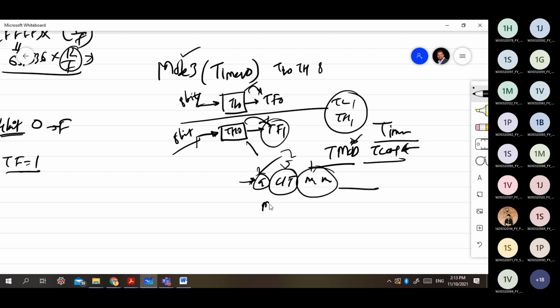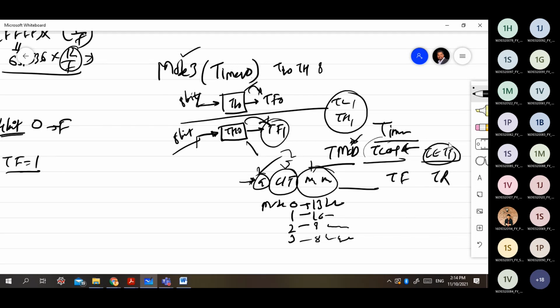Now, the modes: mode 0, mode 1, mode 2 and mode 3. Mode 0 is for 13 bit. Mode 1 is for 16 bit. Mode 2 is 8-bit auto reload. And mode 3 is 8-bit split timer. Getting it? Then we have seen TCON. In TCON we have two important bits, TF and TR. There are IE and IT also, but they are for interrupt, so we will not consider them right now. So TF and TR.